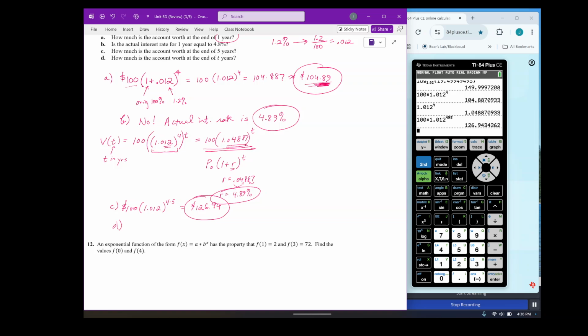And then D, how much is it worth at the end of T years? That's the formula we already derived, 1.012 to the 4T. Actually, you could have a couple of different formulas. You could have it this way, or you could have it where you've already done the 1.012 to the 4 part, and you end up with 100 times 1.04887 to the T instead of to the 4T. So either of those is okay.